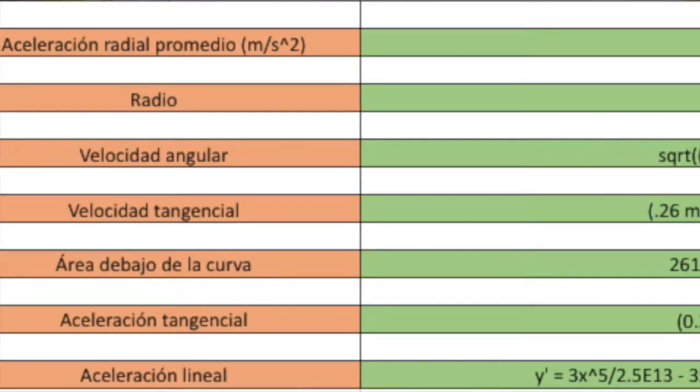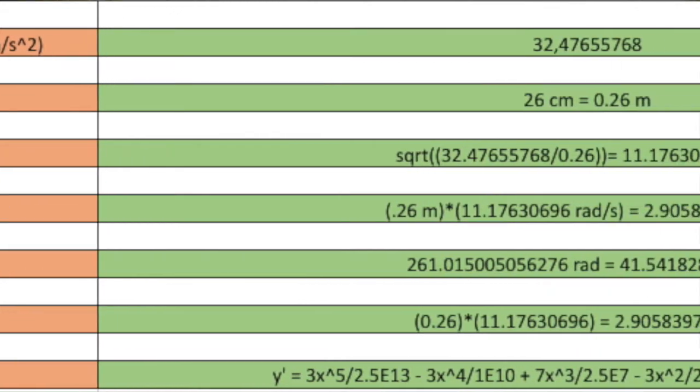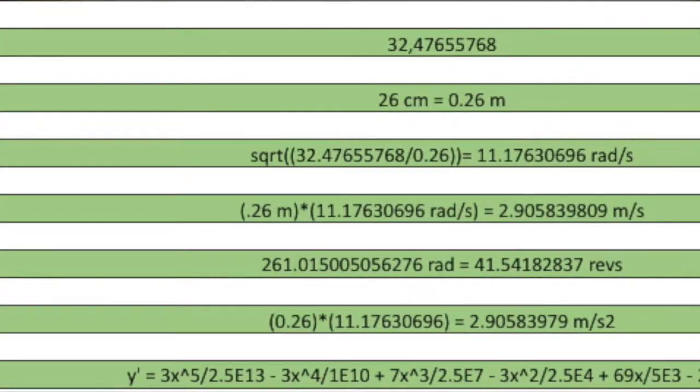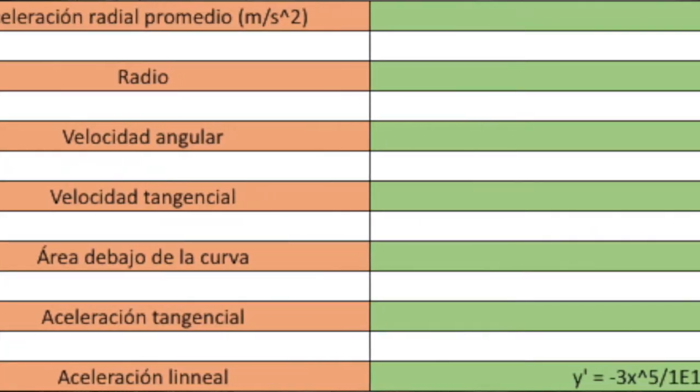The first velocity in the fan gave us an angular velocity of 11.17 radians per second. Number two gave us 11.6 radians per second, and number three gave us 12.2 radians per second, which means that the difference isn't really that big. So that was pretty interesting data.